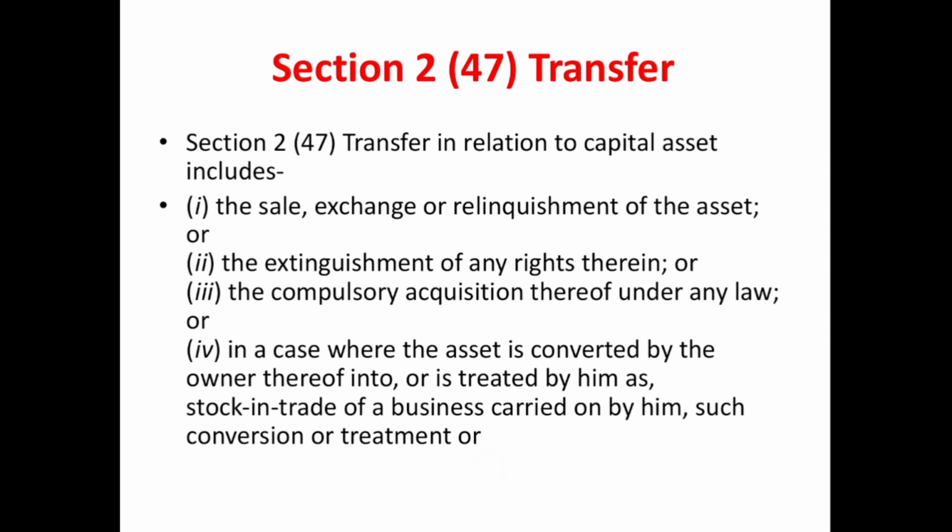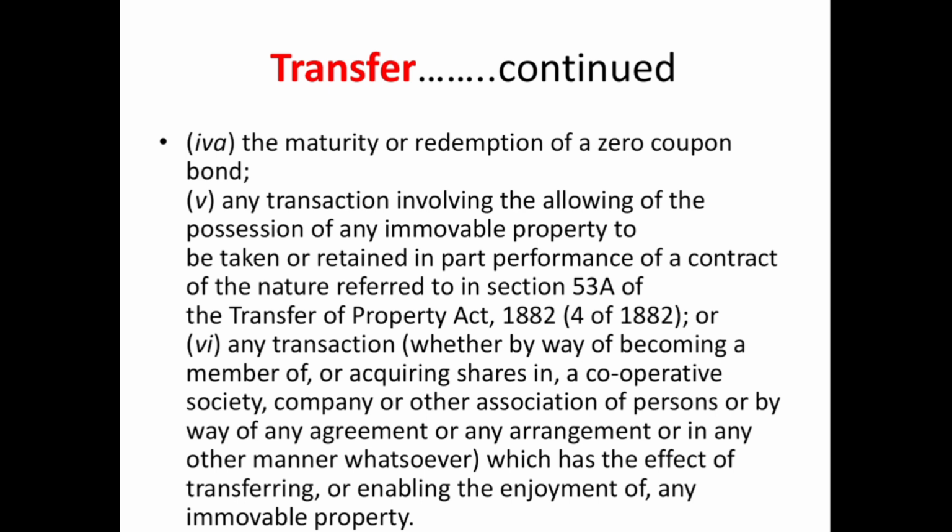Any transaction which involves allowing the possession of any immovable property, wherein the immovable property is to be taken or retained in part performance of a contract of the nature referred to in Section 53A of the Transfer of Property Act 1882. Section 53A protects the performance of a contract with respect to the transfer of an immovable property, wherein the transferee is in possession of the immovable property and has made expenses with respect to the asset. In the absence of effective documents, the transferee is protected by Section 53A of the Transfer of Property Act 1882.